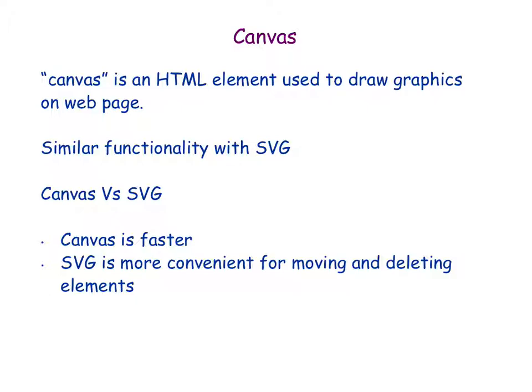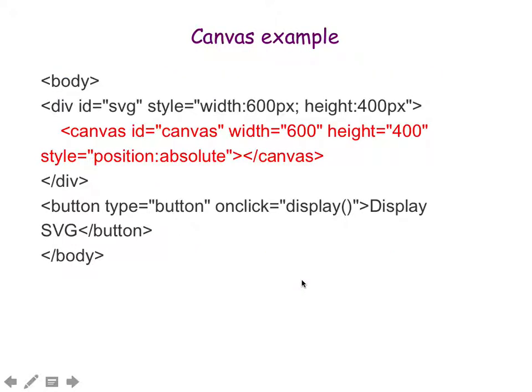Okay, so the expert student says D3 works much better with the canvas rather than SVG. To me, they are doing almost the same functionality, but the APIs or functions that we can utilize are slightly different between these two. So it is saying Canvas is much faster and more convenient for moving and deleting elements.